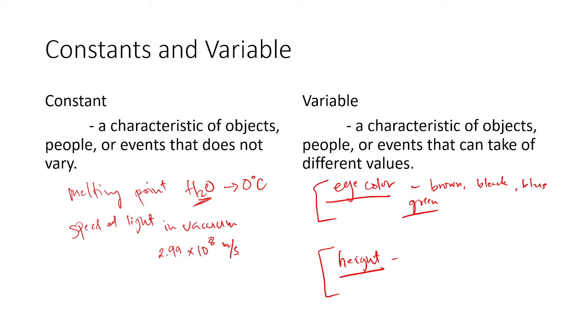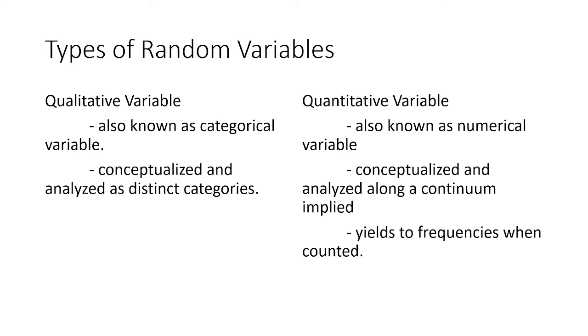So in that, wala na tayong masyadong pag-uusapan sa constant. But for the variables, yan yung madami. We have different types of variables. So first, we have here some types of random variables wherein we have here the qualitative and the quantitative variable.